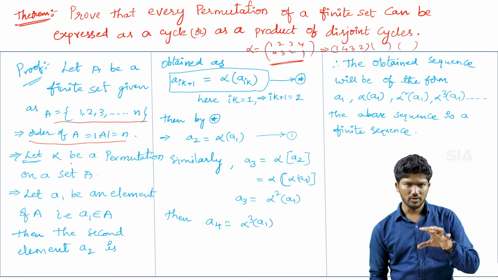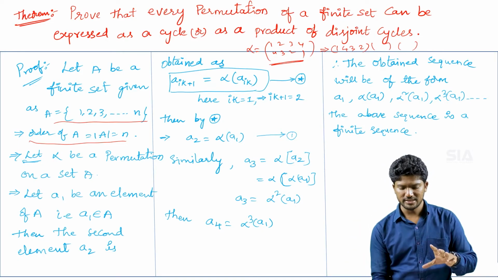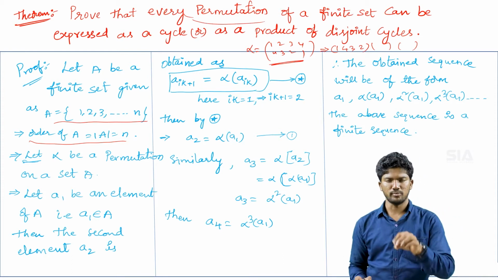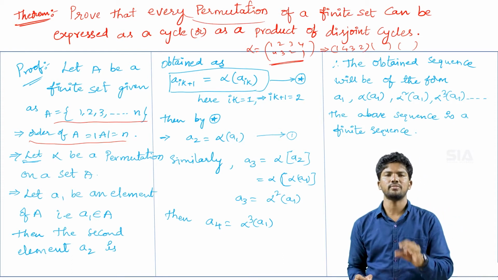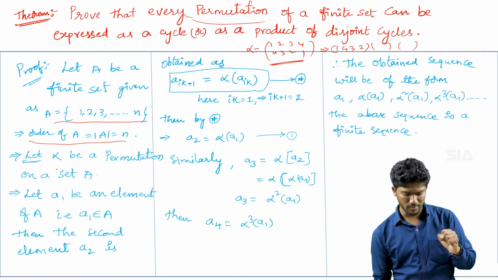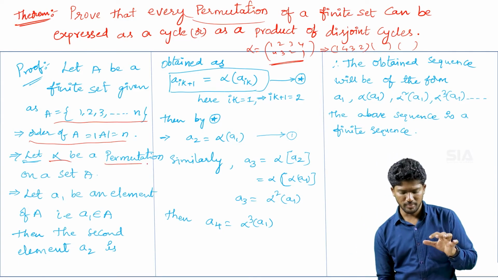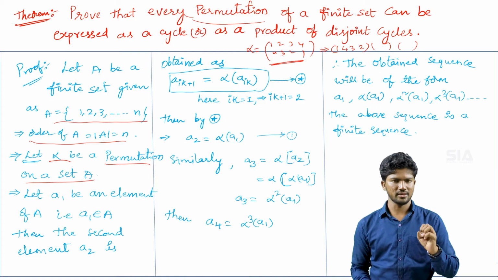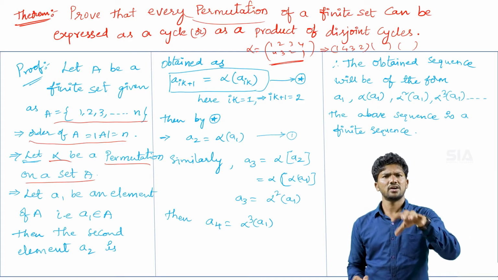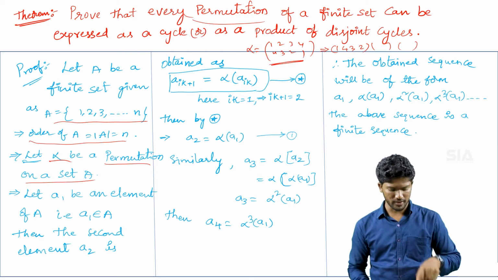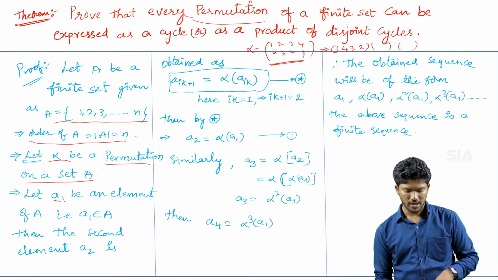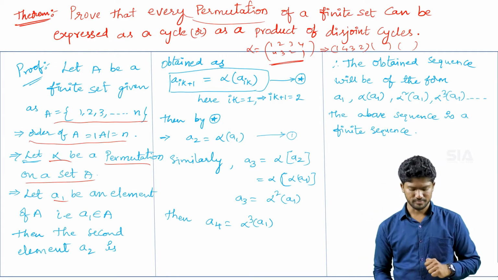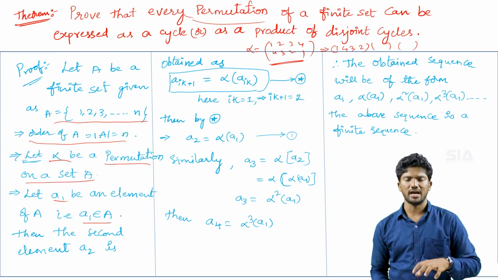Next, now I am taking one permutation. Why? Because in the theorem statement he is asking about every permutation. I am not taking every permutation; first of all, I am taking one permutation. That permutation is alpha. Let alpha be a permutation on the set capital A. Now after taking the permutation, elements will be there. So therefore now I am taking a1 to be an element of capital A, that is, a1 belongs to capital A.